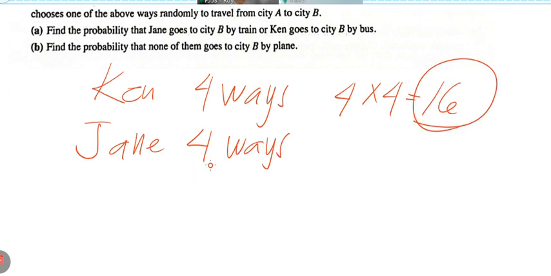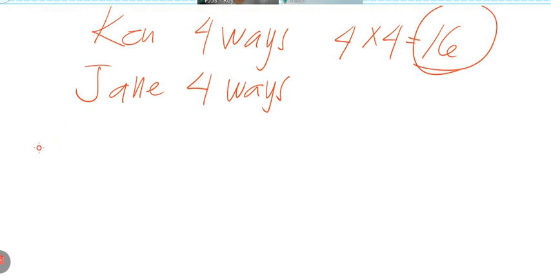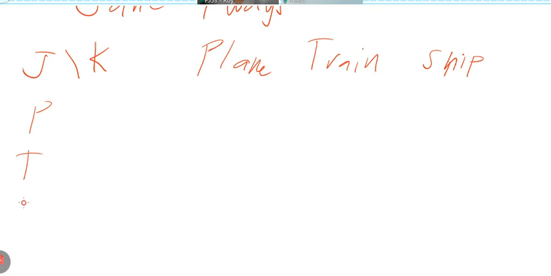Now, let's try to write out the table. We have J for Jane and K for Ken. Here, let's write it down: plane, next one train, and here we have ship. Okay, so to write it out here, we have plane, train, ship. Oh yeah, I forgot the bus. There's a bus.